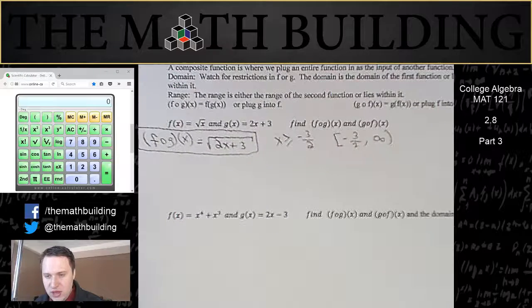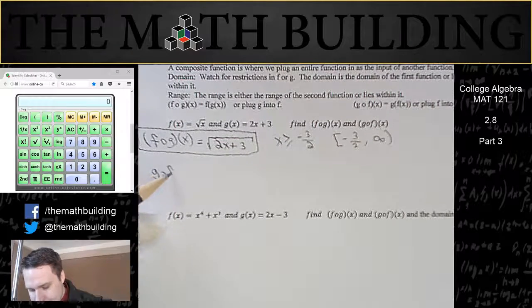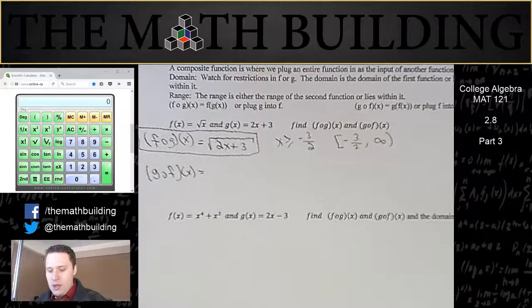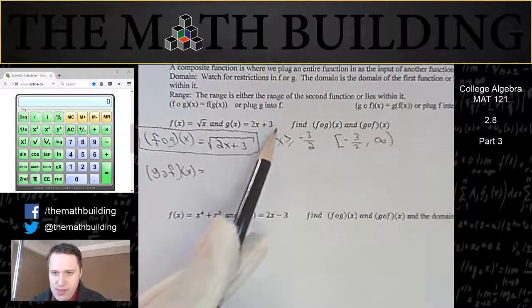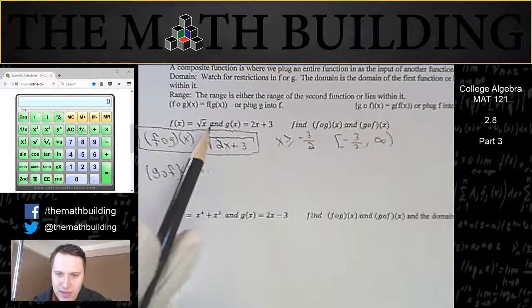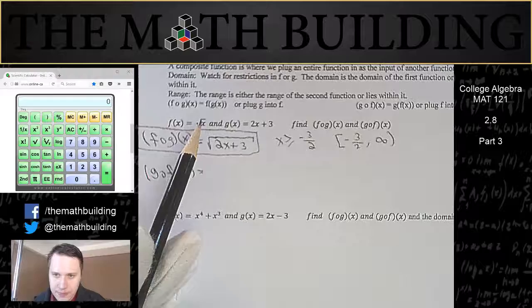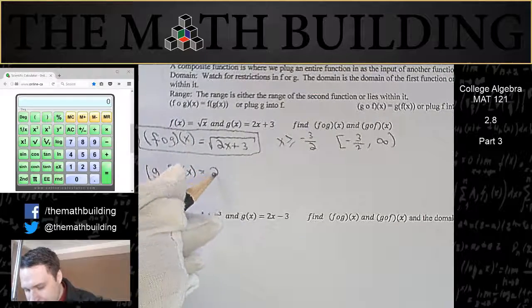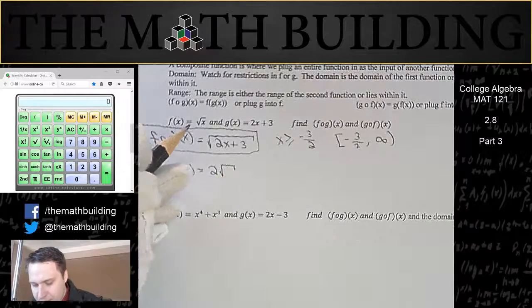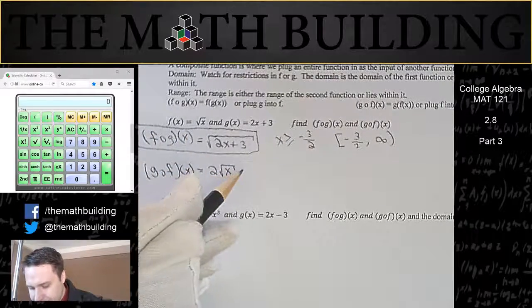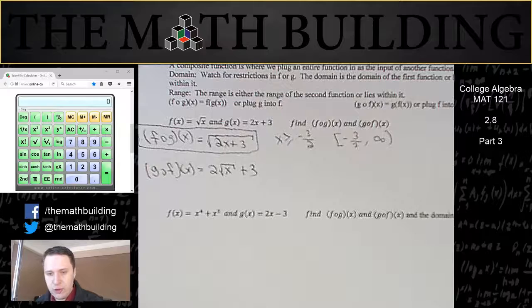Let's now find g of f. You're going to notice this is a little different. So g of f of x is going to be, we take the g function now, and every time we see an x, we replace it with the f function. So in other words, we get 2. Start by writing the parent, 2, and then every time you see an x, replace it with all of f. So there's g of f.